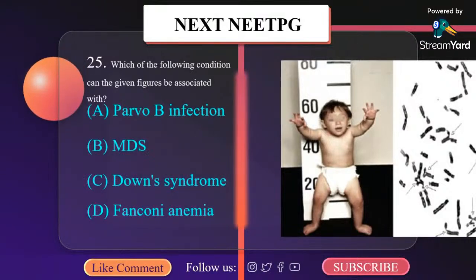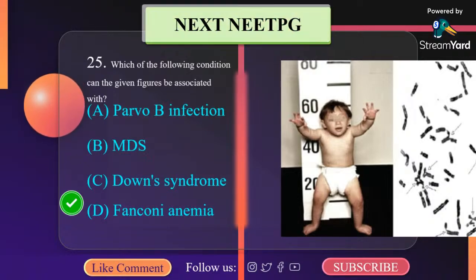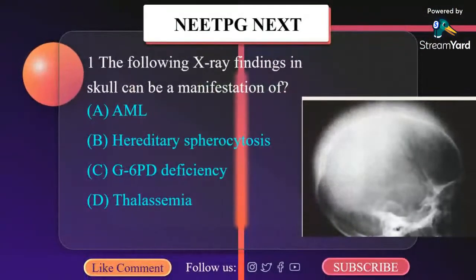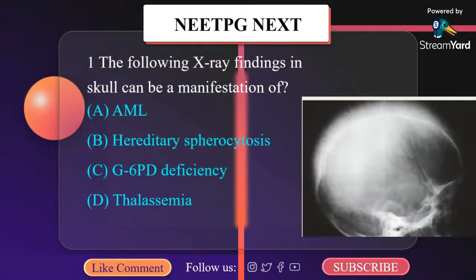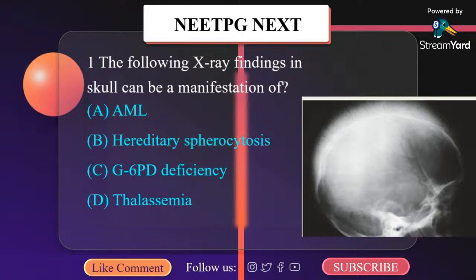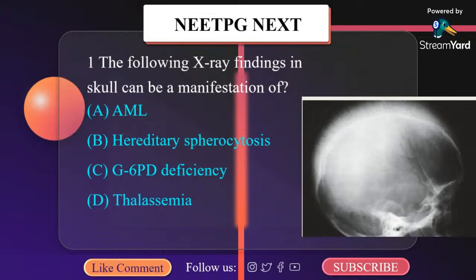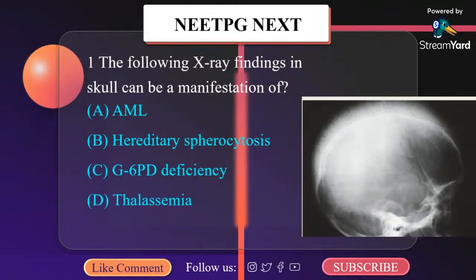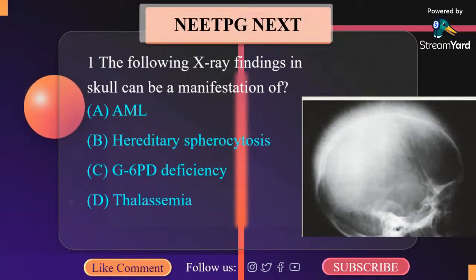Which of the following conditions can give the features associated with: A. Parvovirus infection, B. MDS, C. Down syndrome, D. Fanconi's anemia? A child with short stature, dislocated hip, microcephaly, broad nasal base, epicanthal fold, micrognathia. It is seen in Fanconi's anemia. The following X-ray finding in the skull can be a manifestation of A. AML, B. Hereditary spherocytosis, C. G6PD deficiency, D. Thalassemia. The skull is showing a crew-cut appearance, which is suggestive of expansion of bone marrow and is seen in thalassemia. So the correct answer here is D.